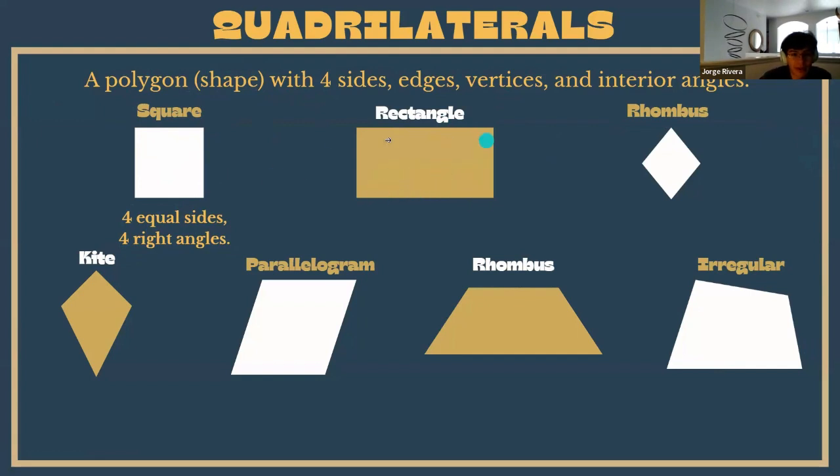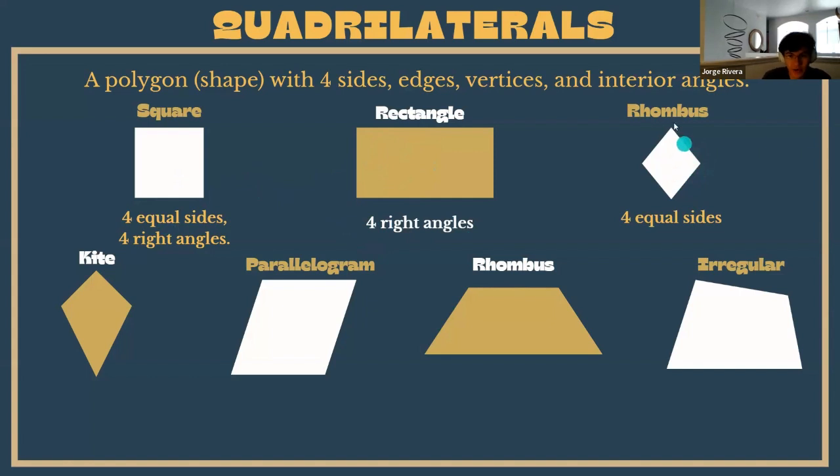It has four right angles, right? But what does it not have that the square has? Can anyone tell me? Four equal sides. It does not have four equal sides. That's very correct. So there we go. It's a little longer on one side. So it has four right angles, but it does not have four equal sides.